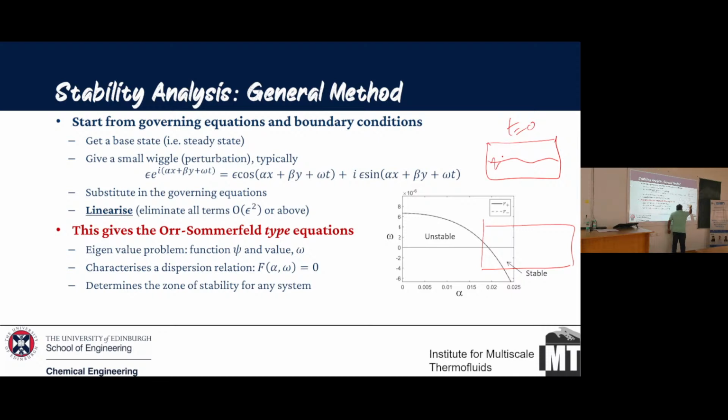When it crosses the zero line, this is where the growth rate is neutral. It neither grows nor decays. Okay? So the wave remains as it is. This is the range. If your system is operating in these wavelengths, you will have a stable system. You won't have an instability at all.